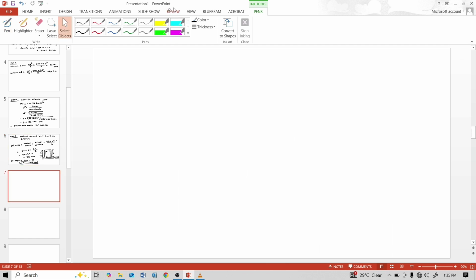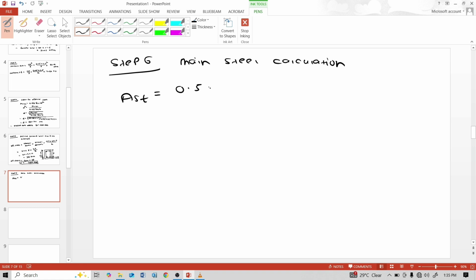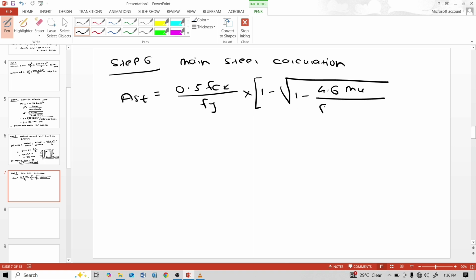Next, step 6, main steel calculation. AST formula: 0.5 FCK divided by Fy multiplied by 1 minus under root of 1 minus 4.6 Mu divided by FCK into B into D square, multiplied by B into D. That D is the effective depth, B is the width of beam, FCK is the concrete M25 FCK, Mu is the moment, Fy 500 steel.